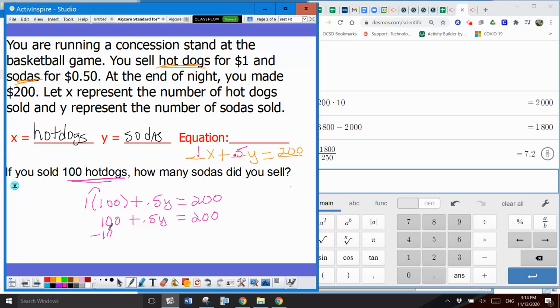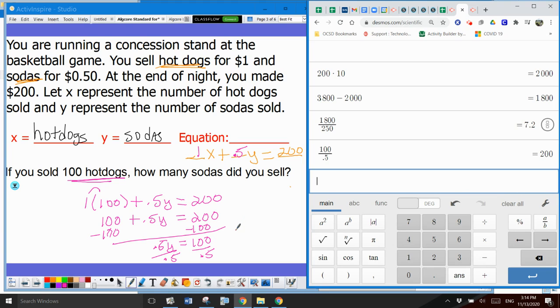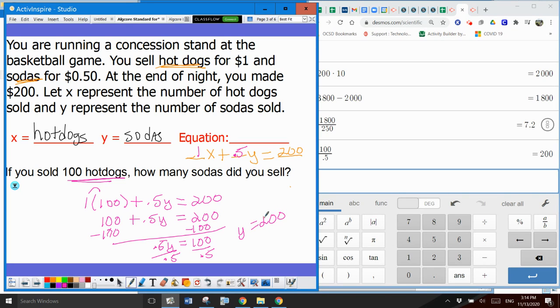All right, let's see how you did. I'm subtracting my 100. 0.5Y equals 200 minus 100. Well, that's 100. And now I'm going to divide by 0.5. So 100 divided by 0.5 gives me a total of 200. Now, 200 what? What am I talking about? 200 was the Y, so that means I'm talking about sodas. So I sold 200 sodas.